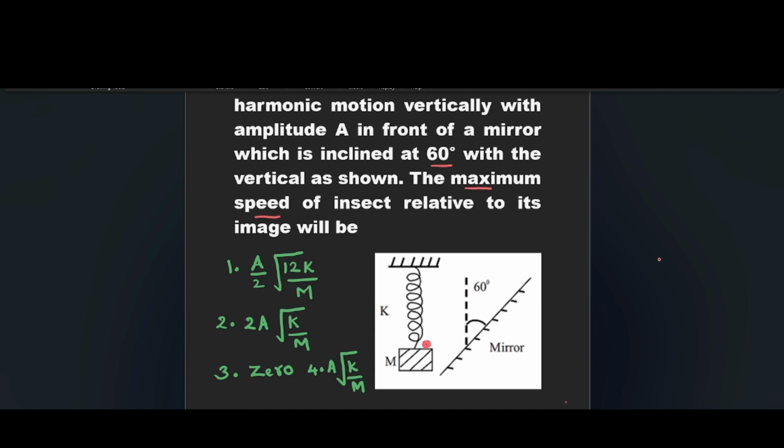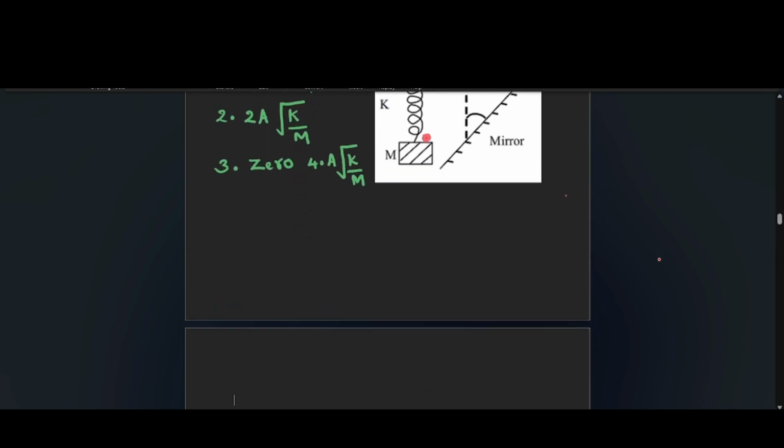So what is happening? It is oscillating. The spring is under simple harmonic motion, and in front of it a mirror is placed that makes 60 degrees with the vertical. Then what is the maximum speed of the insect relative to its image? So this is very interesting. We'll see, but before that, a small concept.